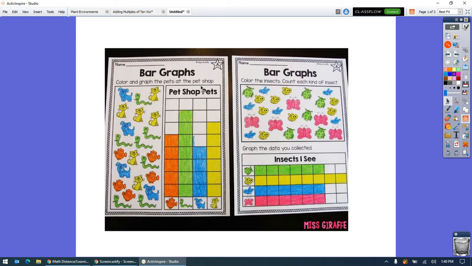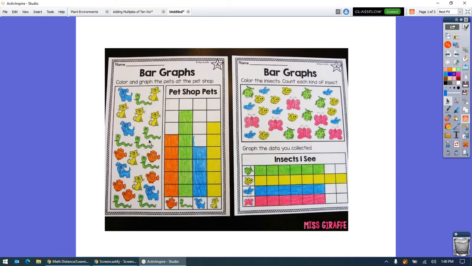So if we look, we have the pet shop pets. So these are the pets that are in the pet shop. They have 1, 2, 3, 4, 5 goldfish, 1, 2, 3, 4, 5, 6, 7 snakes, 1, 2, 3, 4 dogs, and 1, 2, 3, 4, 5, 6 cats.